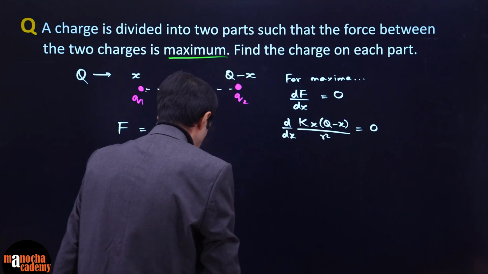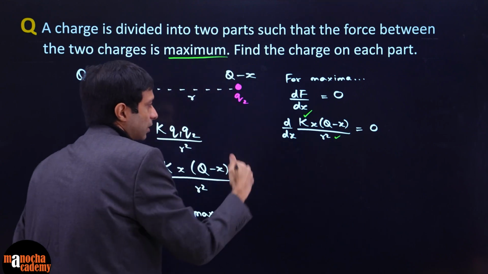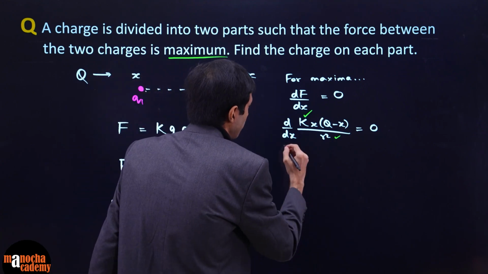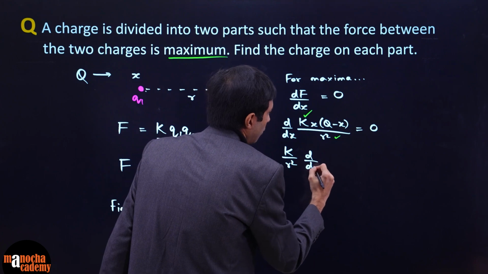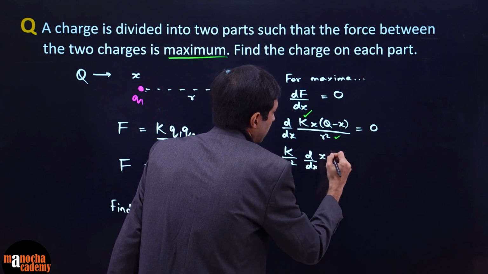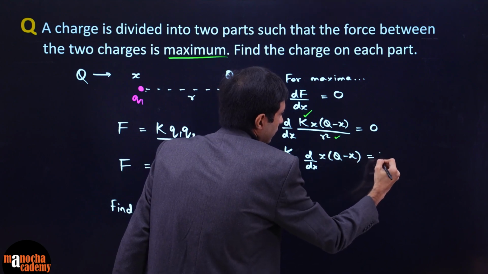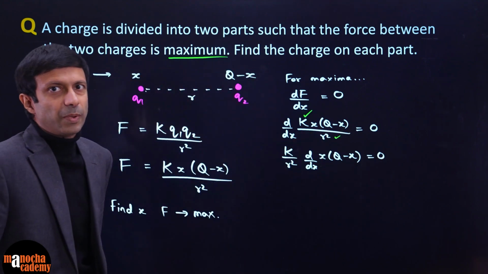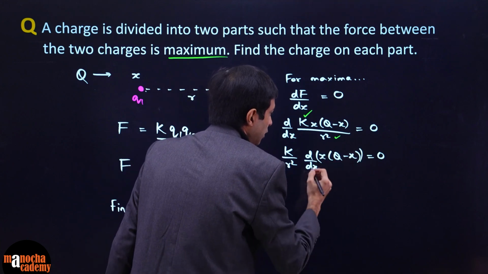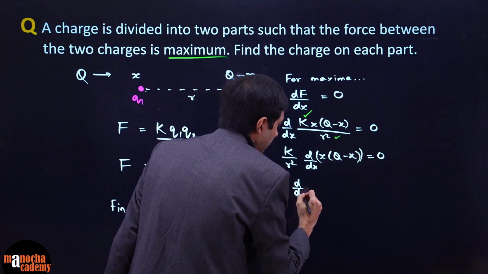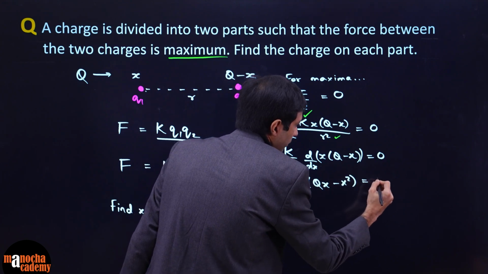So we can see here that k is a constant, and the distance is a constant. So we are going to bring them out here. So basically we have k by r square d/dx of x times (q minus x) equal to 0. Now the constants will basically go on the other side and become 0. So we care about this differentiation. So basically what you're doing is d/dx of (qx minus x square) equal to 0.